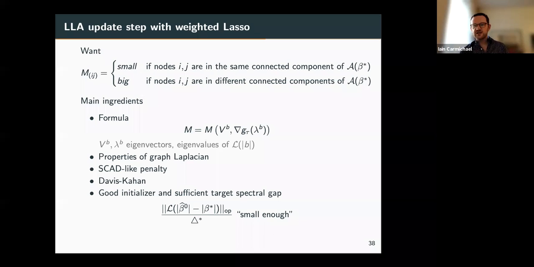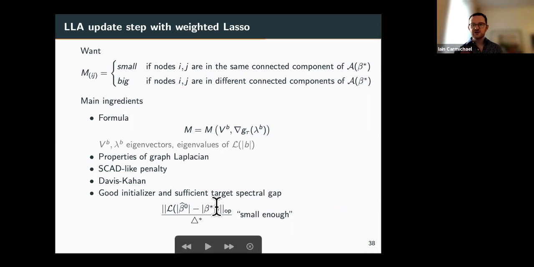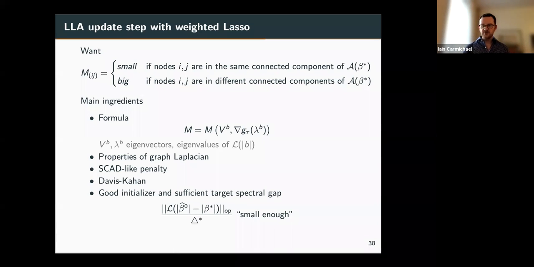And by good initializer, I mean that this ratio right here is not too big. On the top of this ratio is our initializer, and we're saying, hopefully our initializer is close-ish to the target parameter. Then we compute the Laplacian of that operator norm, and we're going to divide by the target spectral gap. So if the target spectral gap is very small, that's going to make our problem a lot harder. Or if it's big, conversely, that makes our problem a lot easier.